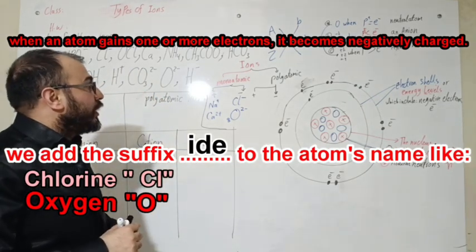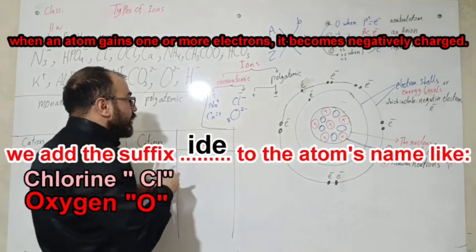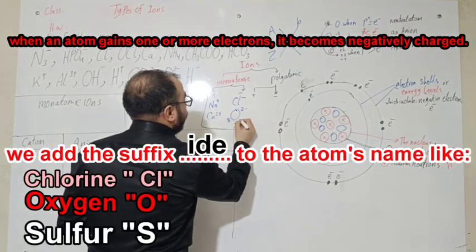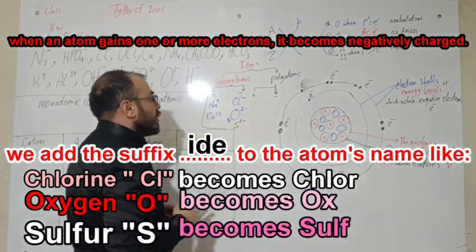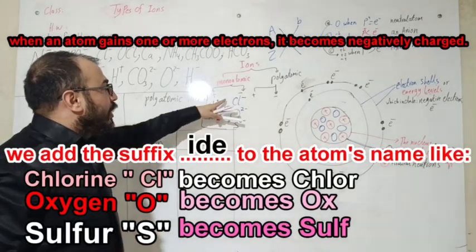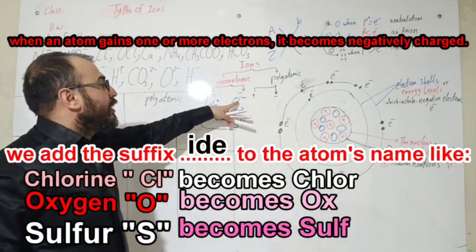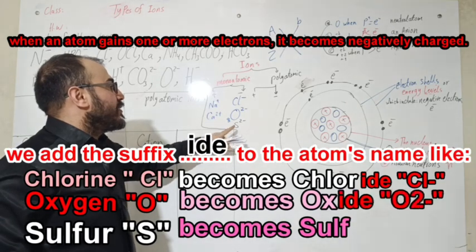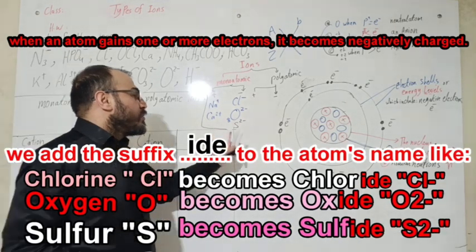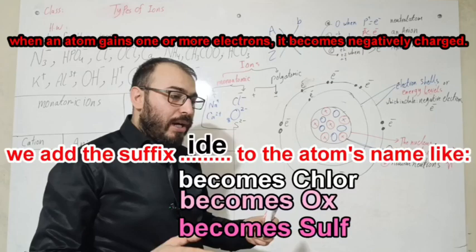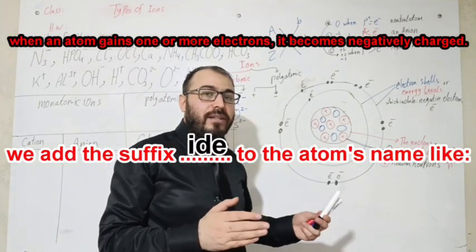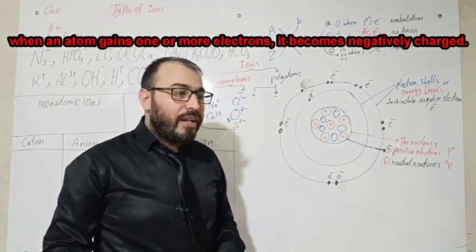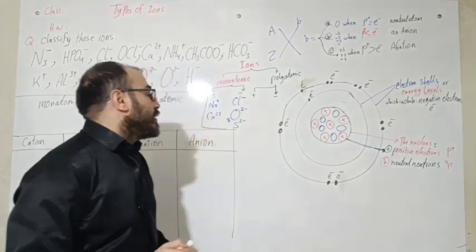Another example here is the sulfur, which becomes sulfide. So chlorine becomes chloride, oxygen becomes oxide, and sulfur becomes sulfide. And we are going to talk about how to name the atoms and their ions in the next class.